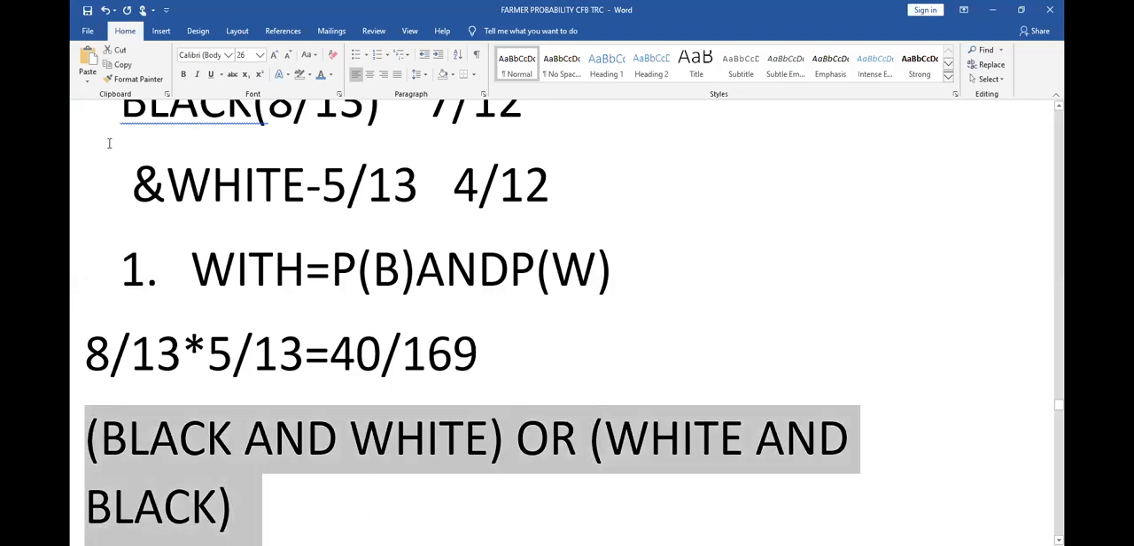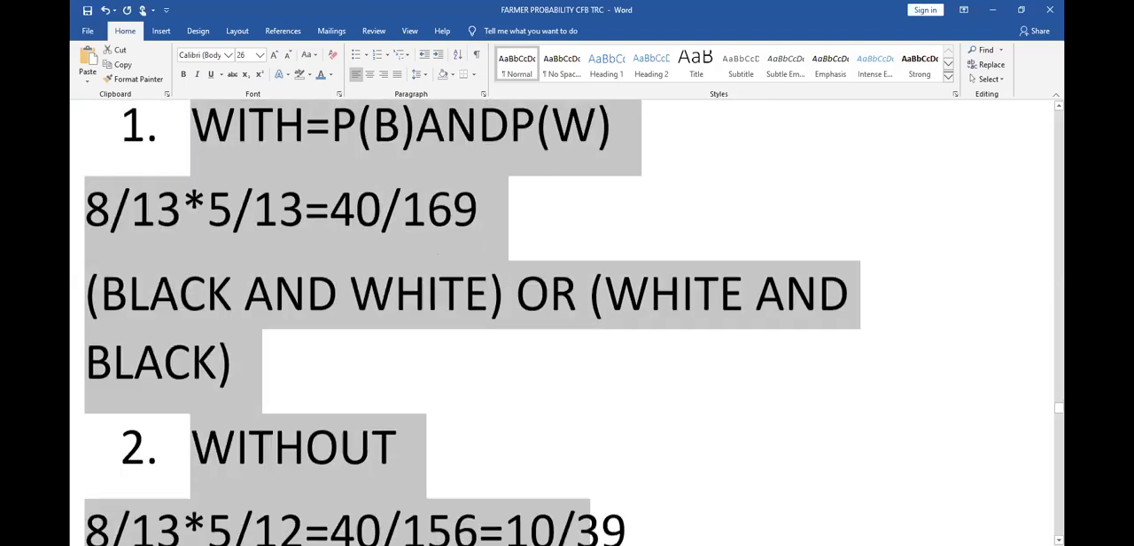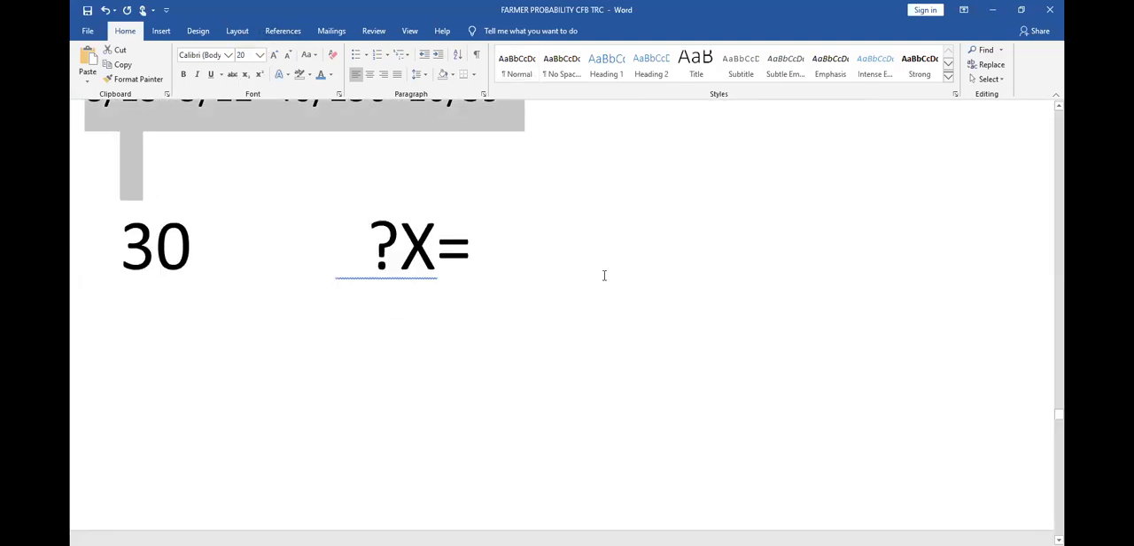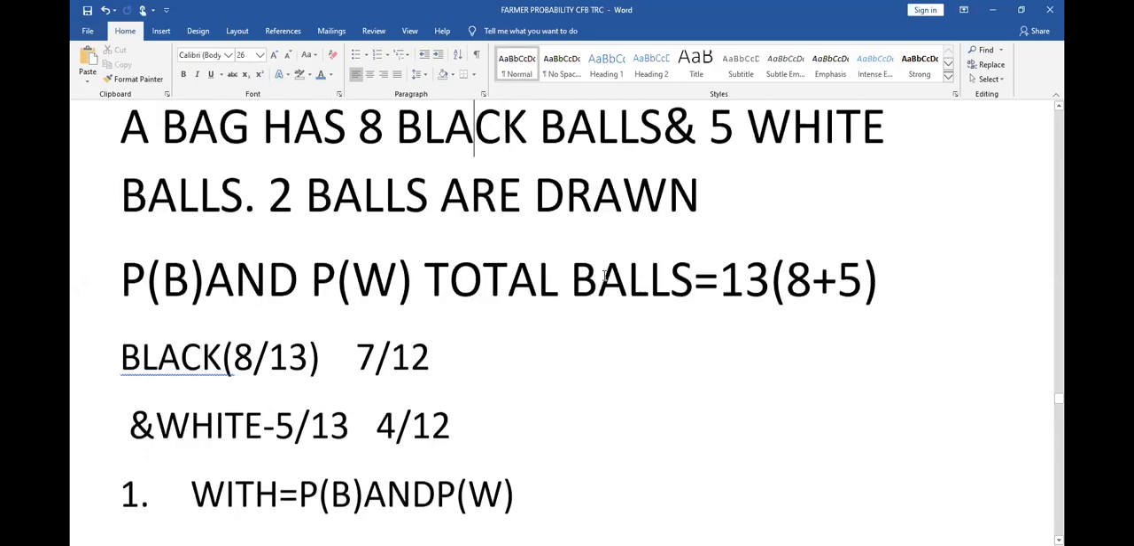Niguze hiyo font iko hapa. Give it a smaller font like 20, so that we can be able to see a bigger part.